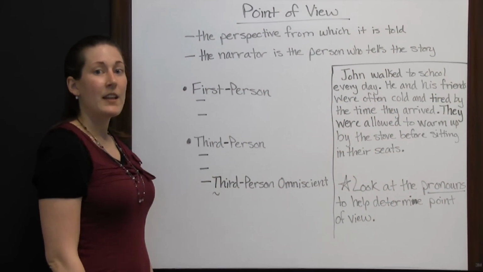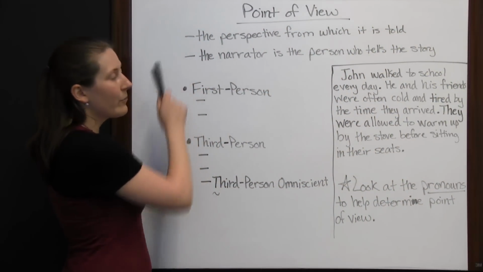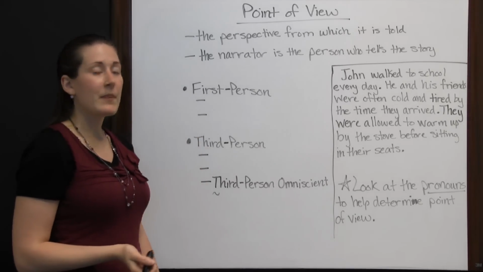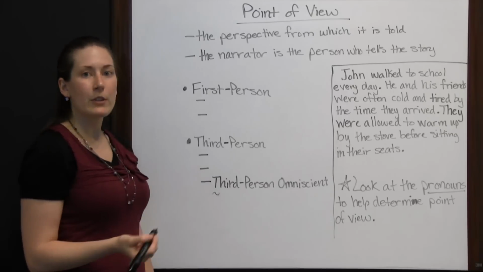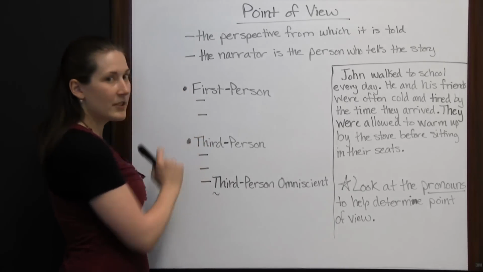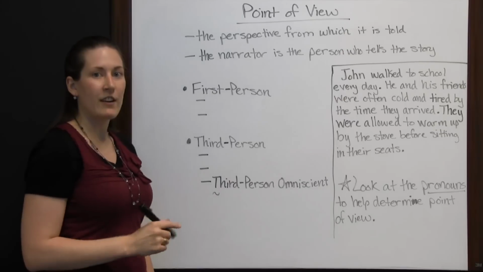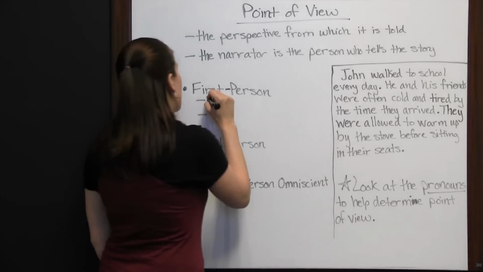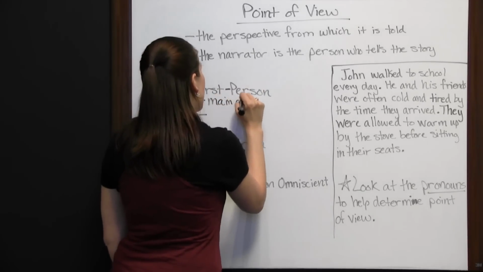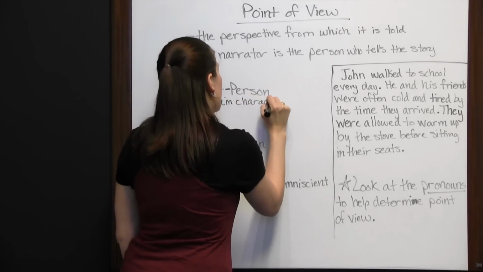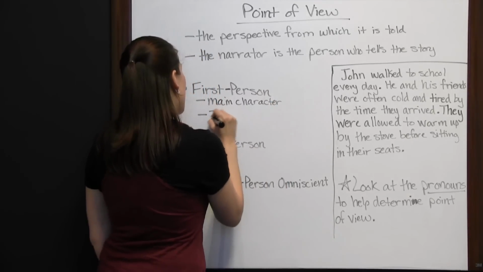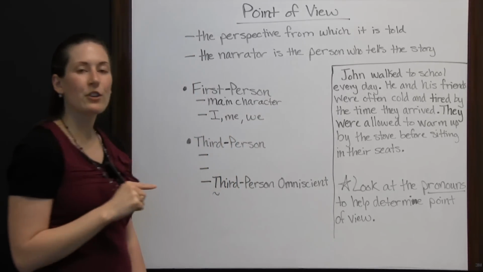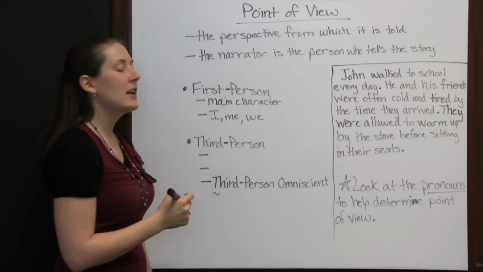Point of view. The point of view is the perspective from which a story is told. And the narrator is the person who tells the story. So when we're looking for point of view, we're looking to see if we have a first-person narrator or a third-person narrator that's telling us the story. In first person, your narrator is going to be your main character, and they're going to be saying I, me, we. These are the pronouns you're going to see associated with the first-person narrator.